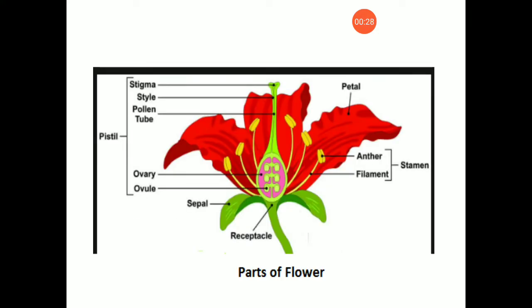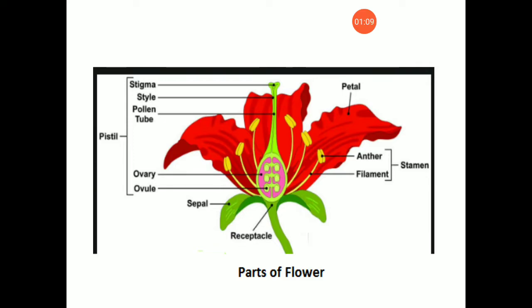In higher plants, flower is a site of sexual reproduction. In flower, there are two essential whorls. One is male reproductive whorl, that is androecium, and other is female reproductive whorl, that is gynoecium. Individual member of gynoecium is called carpel or pistil. Carpel consists of stigma, long tubular style, and ovary.